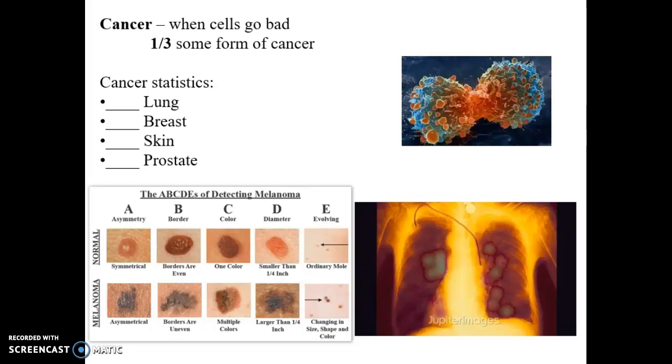Now, sadly, 1 out of 3 people will develop some form of cancer during the course of their life. So here are some statistics about cancer. 1 out of 13 people will develop lung cancer. 1 out of 7 women, primarily women, will develop breast cancer. Men can get it, definitely not that common in men, but 1 out of 7 women, unfortunately, will develop breast cancer. Skin cancer, about 1 out of 6. Prostate cancer, male specific here, roughly 1 out of 6. These are the rough statistics.